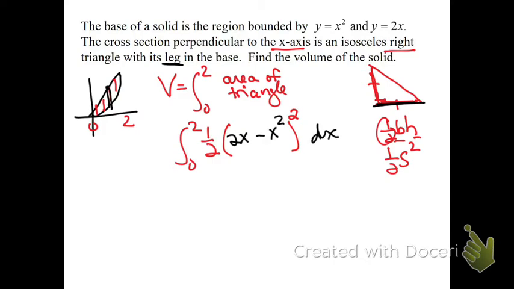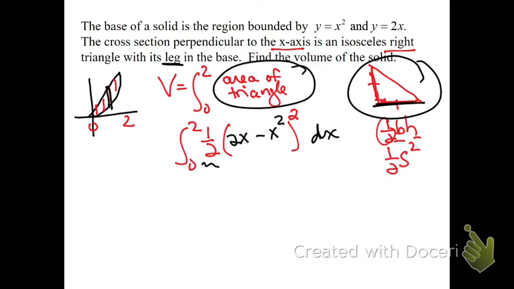So it's almost the exact same thing as the last problem, except for this 1/2, and that's simply because the formula for the area of a triangle is 1/2 base times height. So once again, same thing: find the area of one slice and integrate it to add up all your slices going across.